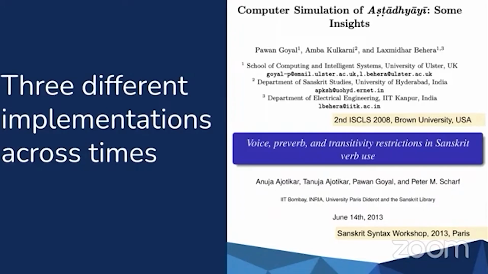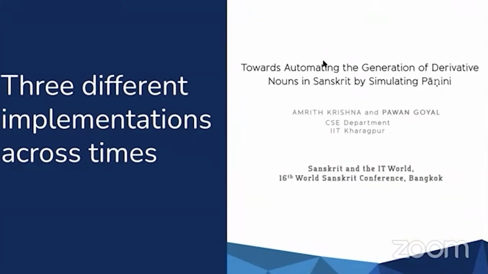Now the first computational implementation was on the Subanta. It only worked for a subset of Subantas. In the second implementation, we worked on the voice, valency and transitivity restrictions in Sanskrit verb usage, and I will show some brief examples. This was the work I did during my postdoc. So the three implementations were at different stages of my career.